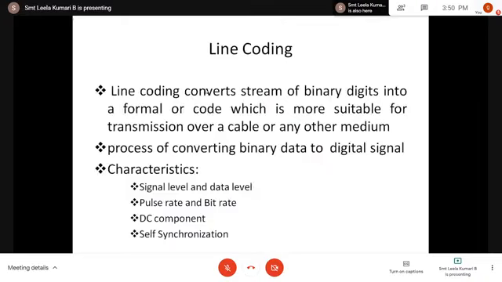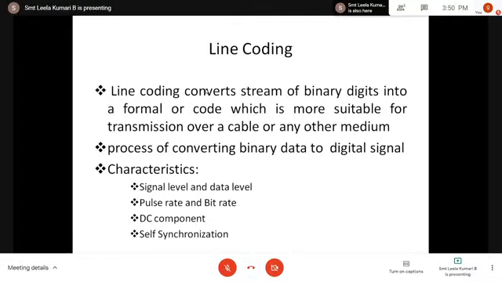So what are the different types of line coding techniques? After quantization, coding is used. That means it converts the data into binary data, and now this binary data has to be converted into electrical pulses.